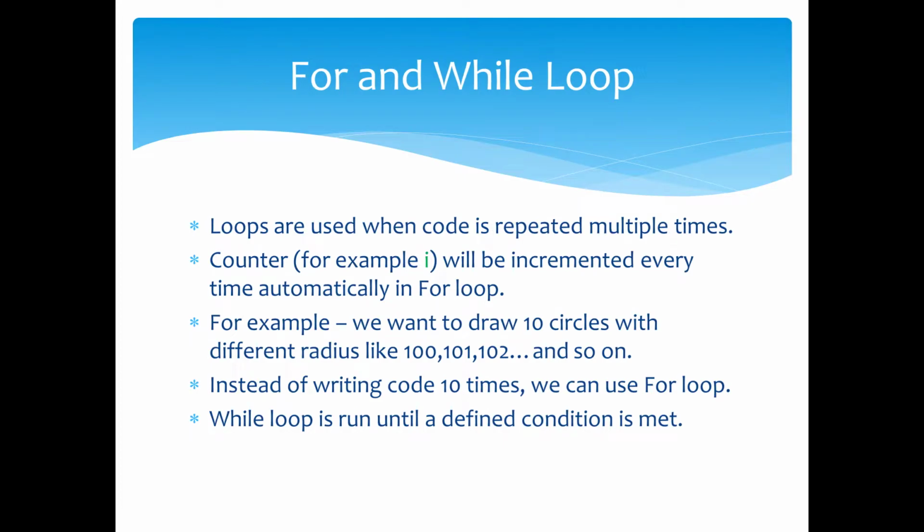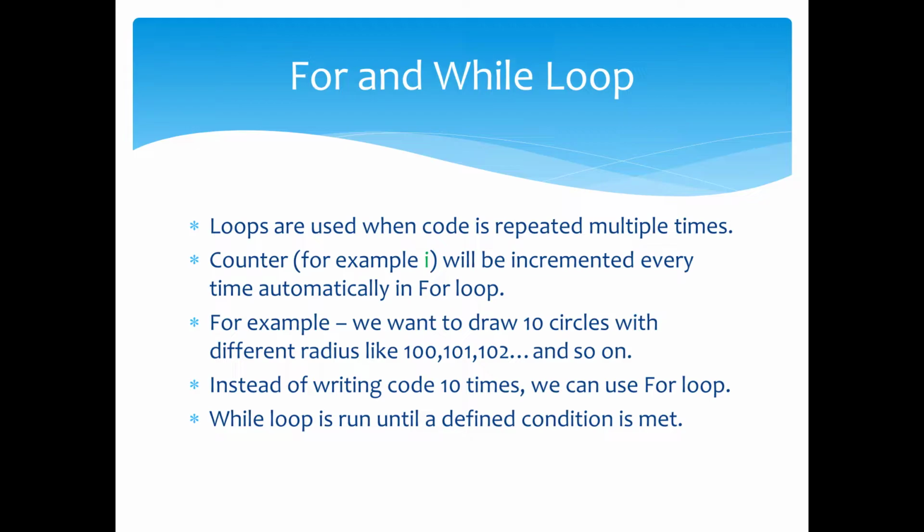Loops are used when code is repeated multiple times. Counter will be incremented every time automatically in for loop. Like I will use I, so you can use any alphabet in the place of I, like A, B, C, D. For example, we want to draw 10 circles with different radius like 100, 101, and 102, and so on.